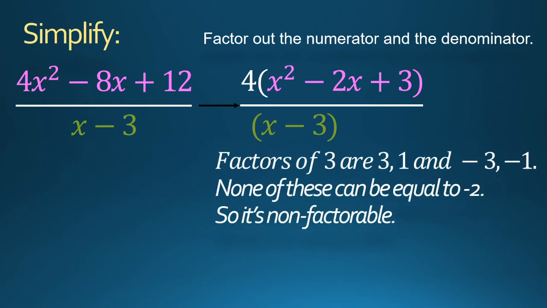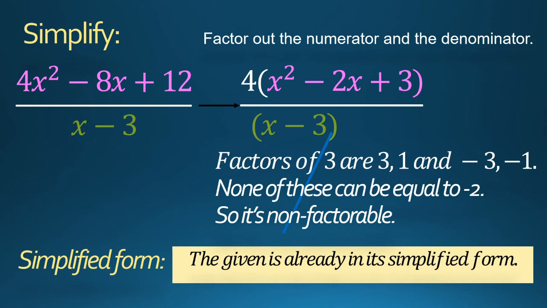Now, kung itatry nating i-factor yung trinomial na x squared minus 2x plus 3, ang factors lang ng positive 3 ay positive 3 and positive 1 and negative 3 and negative 1. None of this can be equal to negative 2. So meaning, non-factorable din siya. Kahit nakuha naman natin yung GCF na 4, wala pa rin nangyari doon sa trinomial. Hindi pa rin siya factorable. So hindi na natin babaguhin yung original expression. Ganyan na siya. Given is already in simplest form.